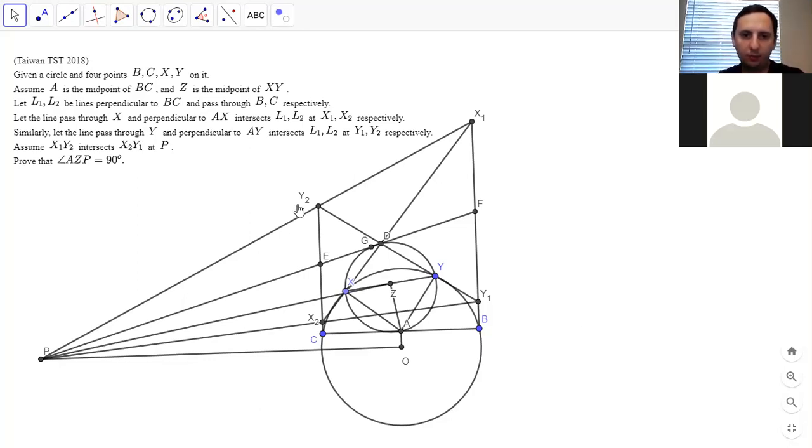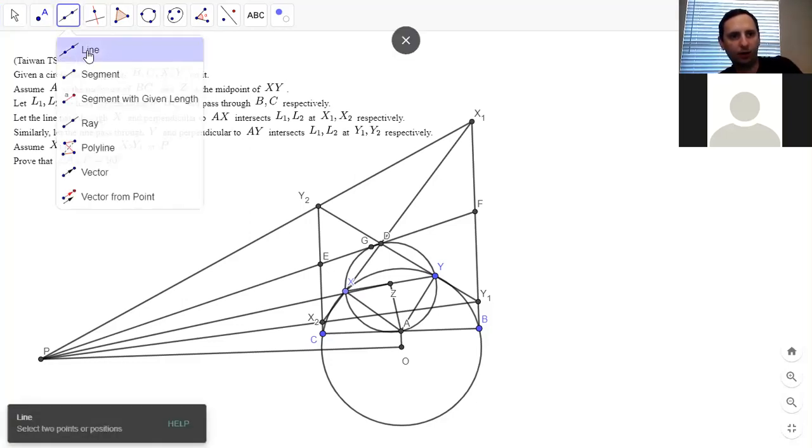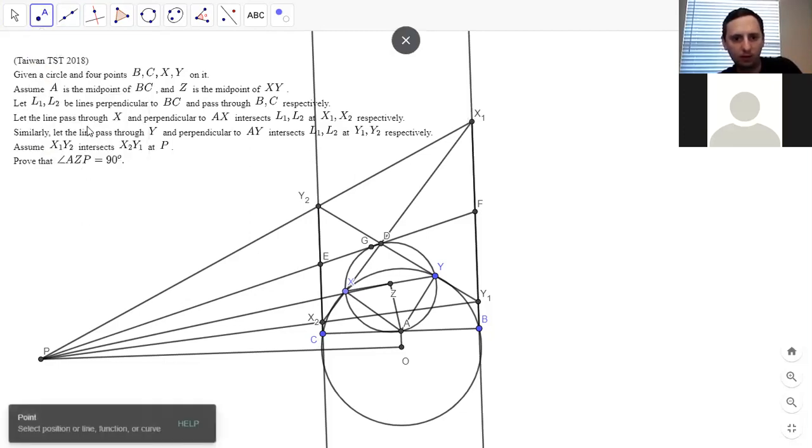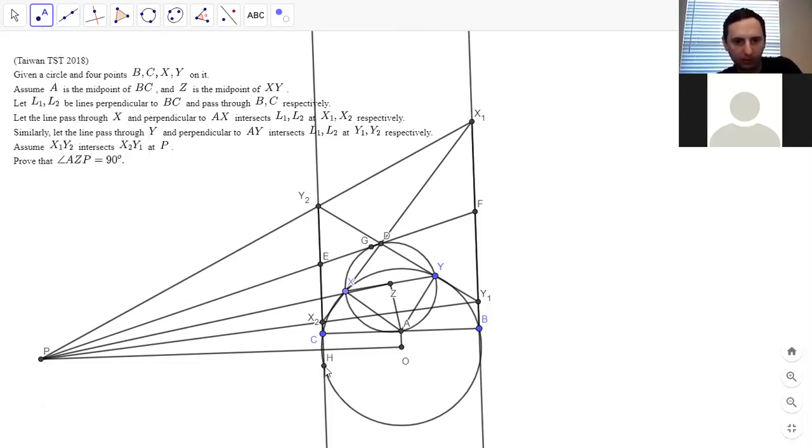But yeah, I don't know if it's worth extending. So maybe I could try drawing this and letting it hit the circle at another point. So basically we want to show PO is the perpendicular bisector of these two.